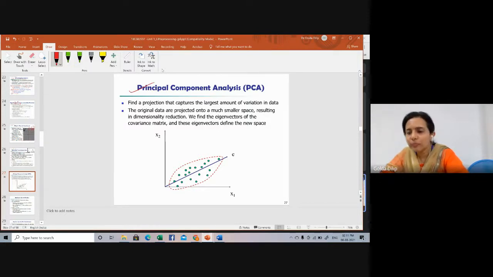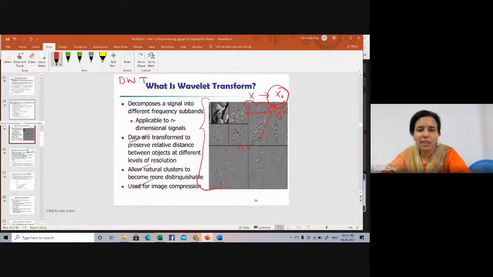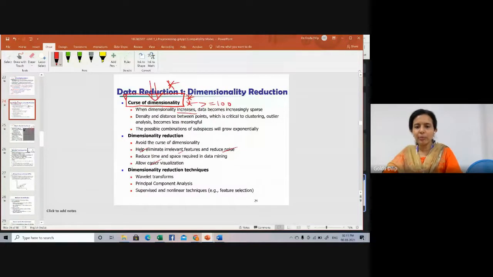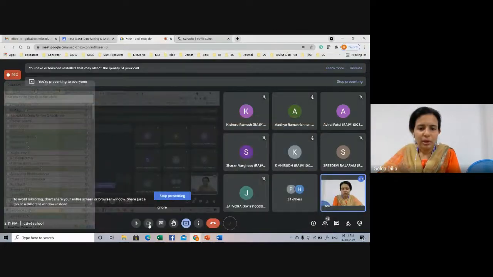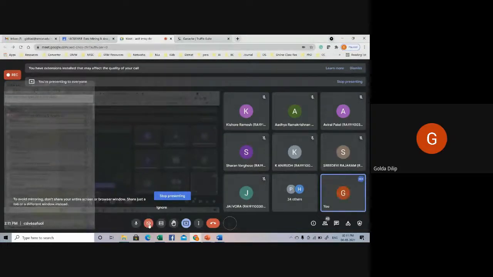Okay, I think time is up. Next class we'll look into what this PCA is all about. These are the two dimension reduction techniques. I thought I'd complete my portion today, but unfortunately there's one more thing left. About 20 to 25 minutes of the portion is left, so maybe we'll take it up in the next class.